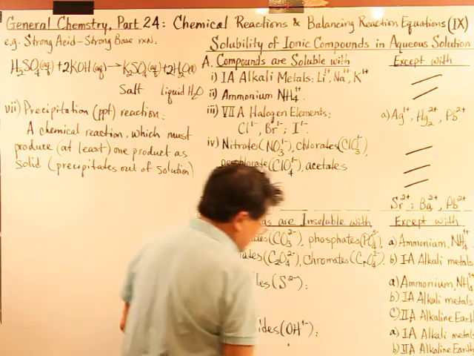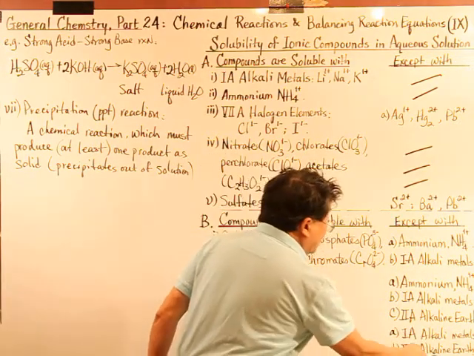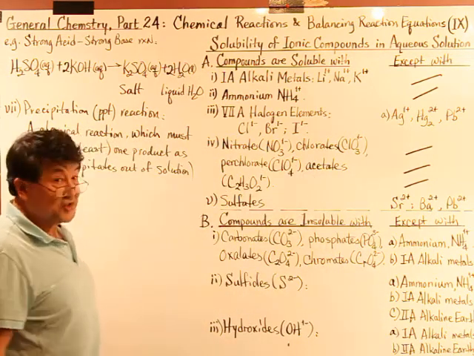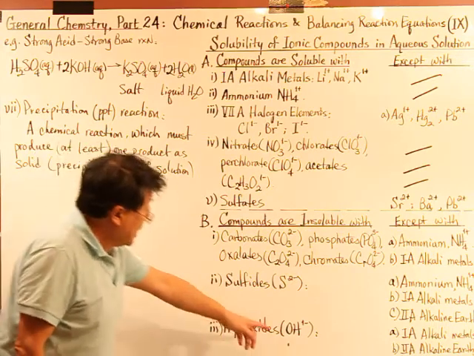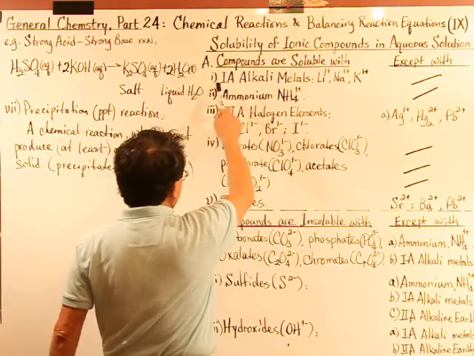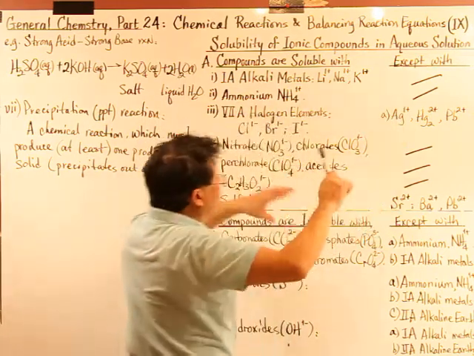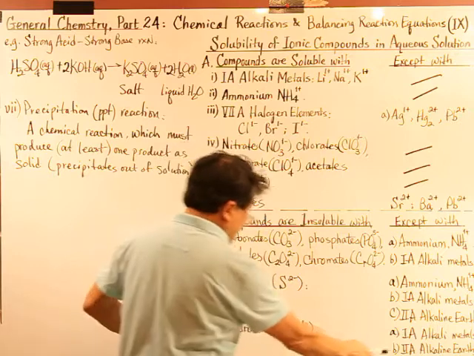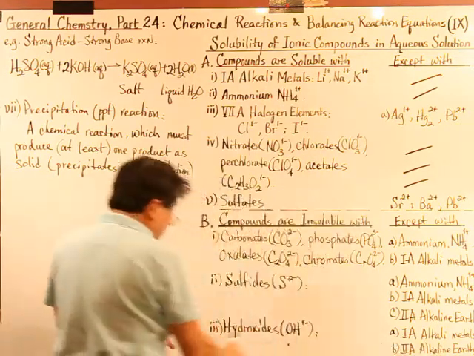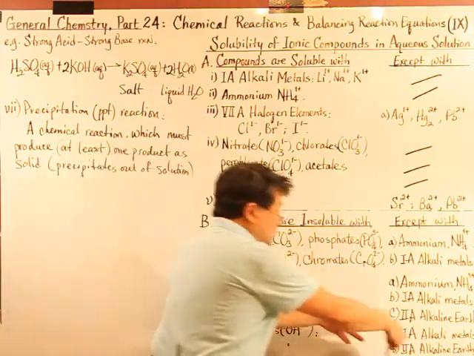Except with what? With 1A alkali metals or 2A alkaline earth metals, these two groups will still be soluble for hydroxide, right? Because at least we understand 1A alkali metal with anything else, no exception, will be all soluble. So if it's all soluble, it becomes the exception for insoluble. Do you see my point? Insoluble, exception, all soluble, right?